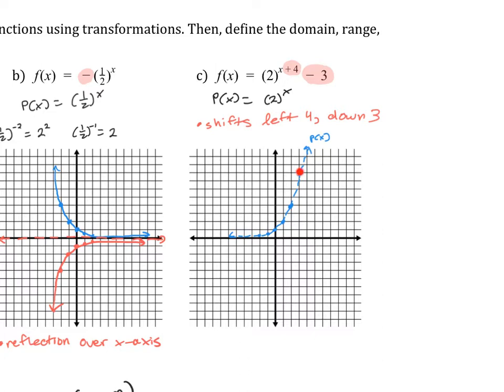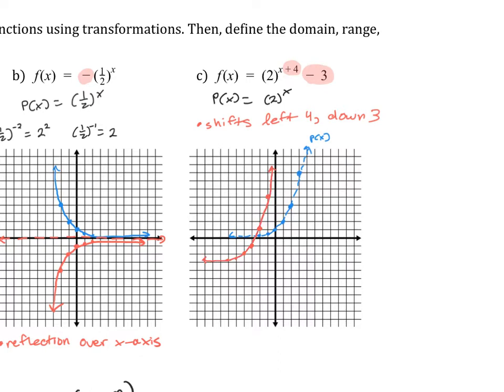So we can start here if we want. So we go 1, 2, 3, 4, 1, 2, 3, and we plot our point. And we could take that next point, go left 4, down 3, and then our next point moving to the left, so left 4, down 3, left 4, down 3, and then you can kind of do your best to estimate the other ones. Left 4, down 3, left 4, down 3. So you get something like this.